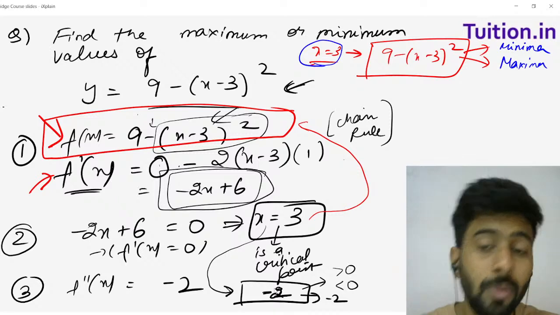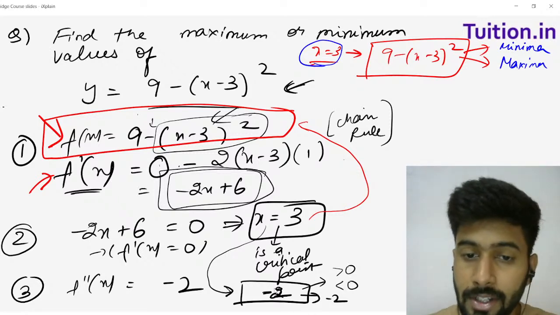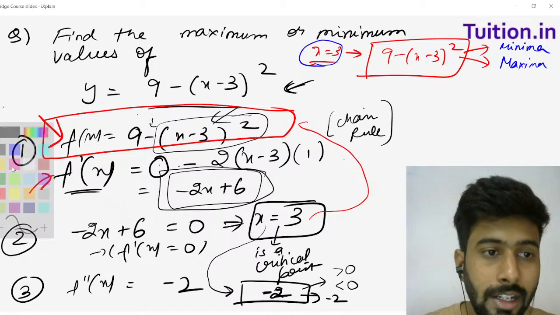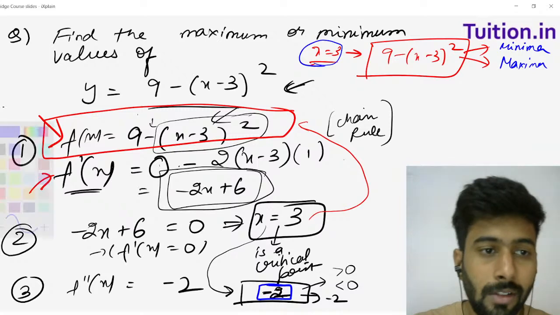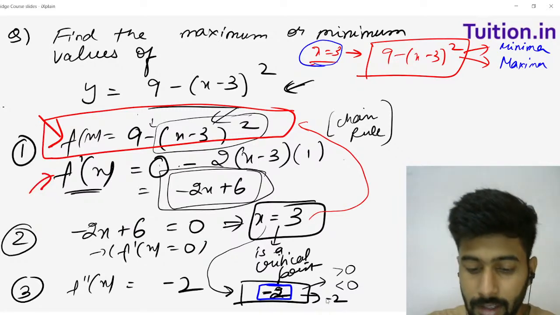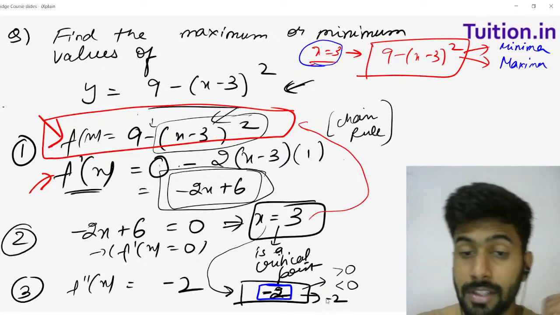Whether you put x equal to 1, x equal to 2, x equal to 3, doesn't matter. Your output is going to be minus 2 only, because it's a constant function. It does not depend on the input. Yes, I hope you guys understood what I meant when I say constant function.